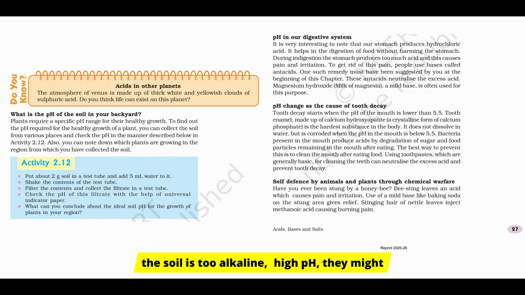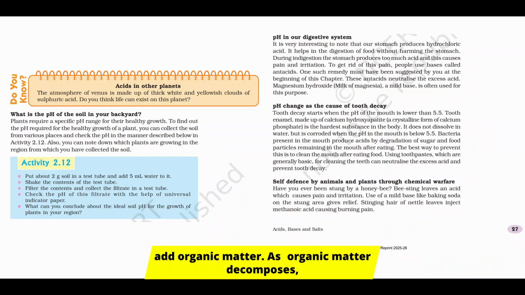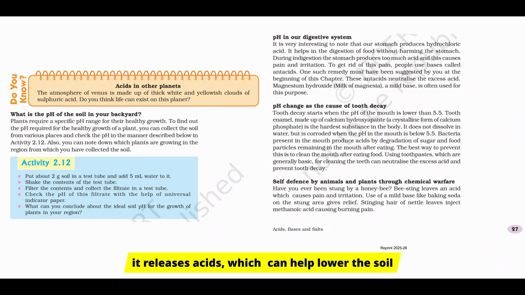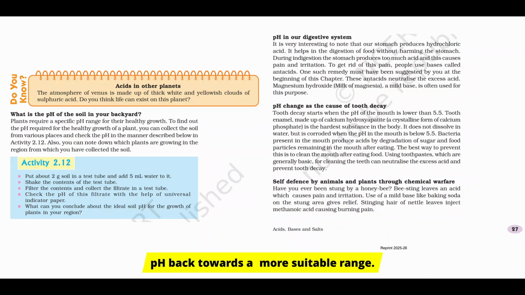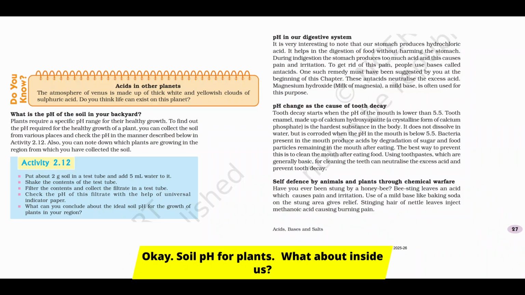Conversely, if the soil is too alkaline, high pH, they might add organic matter. As organic matter decomposes, it releases acids, which can help lower the soil pH back towards a more suitable range. So managing soil pH is key to good crop yields. Okay, soil pH for plants.